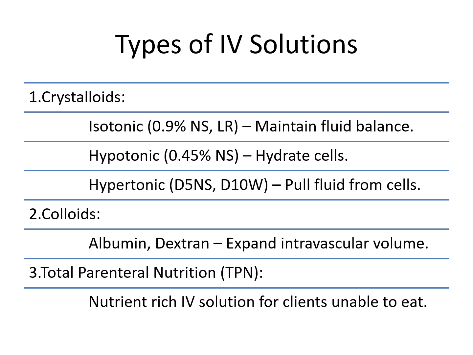Then we have our colloids, which are our albumin, and they expand our intravascular volume. And then we have our TPN, which is nutrient-rich IV solution for our patients who cannot eat.